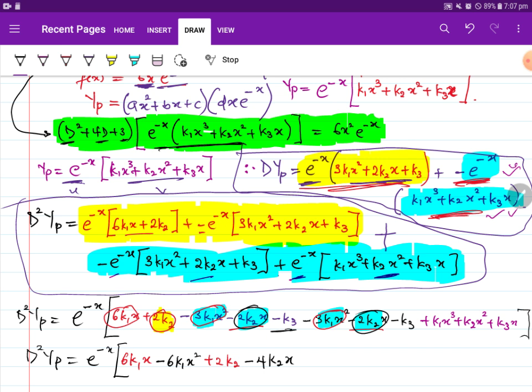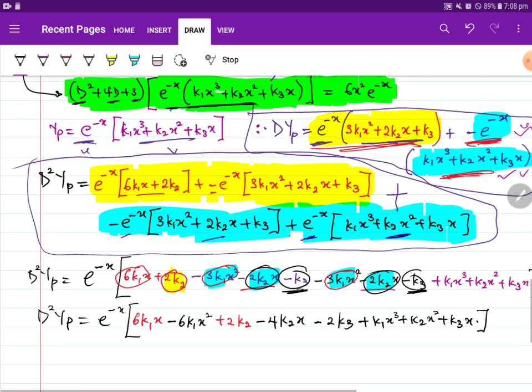Now, here I have minus k3 minus k3. If I pick those two together, it gives us minus 2k3. So we've picked this, we've picked this. Now we are left with this part. So this part is just ordinary k3, k1x cube, k2x square, and k3 ordinary x. So I can just attach that by saying plus k1x cube plus k2x square plus k3x. So that is my what? yp.